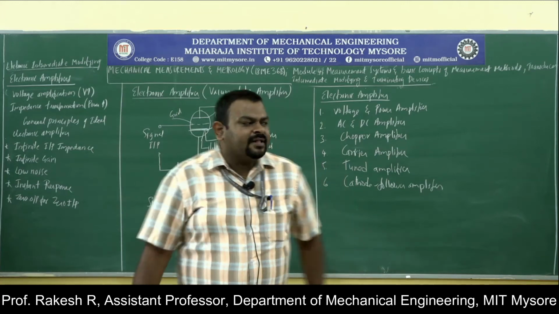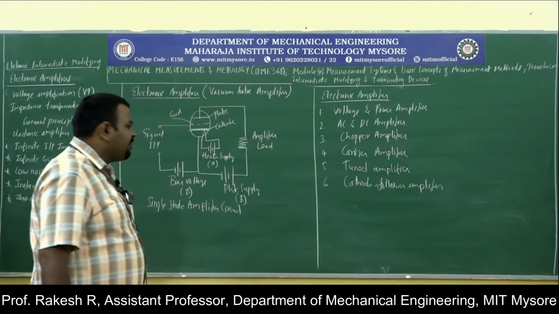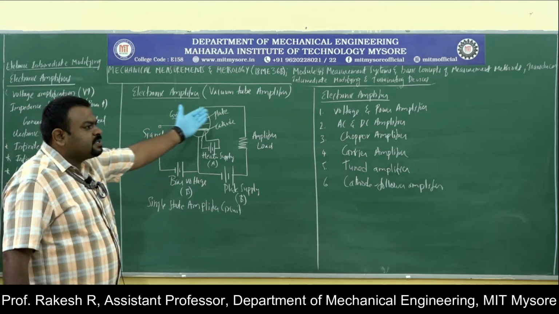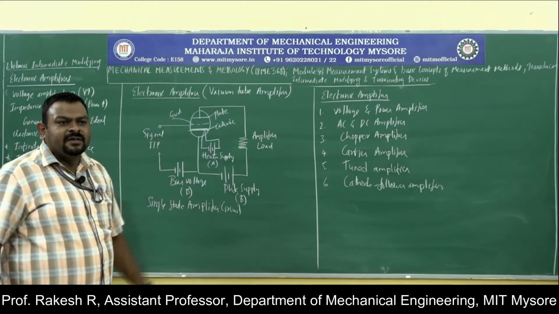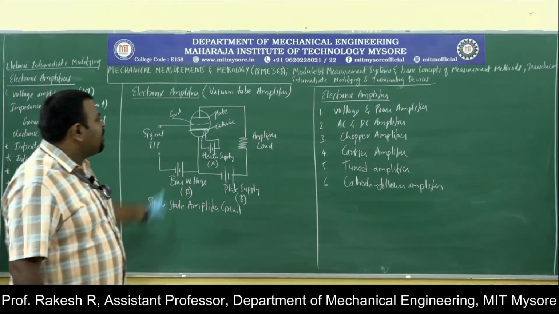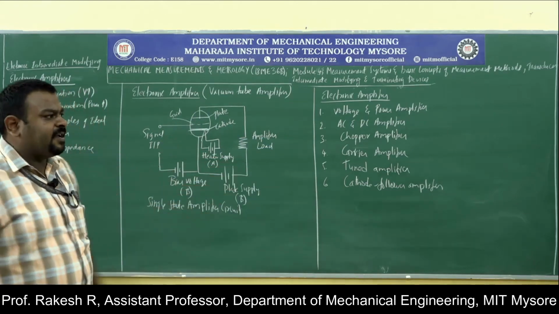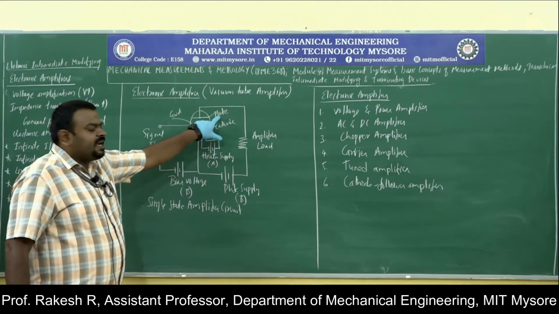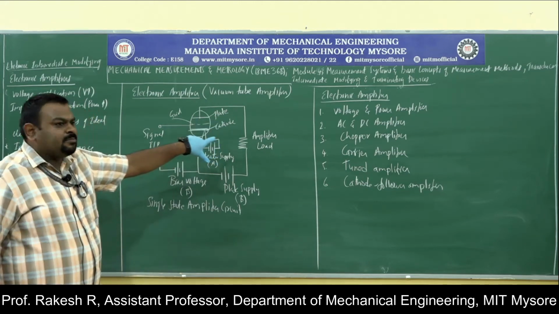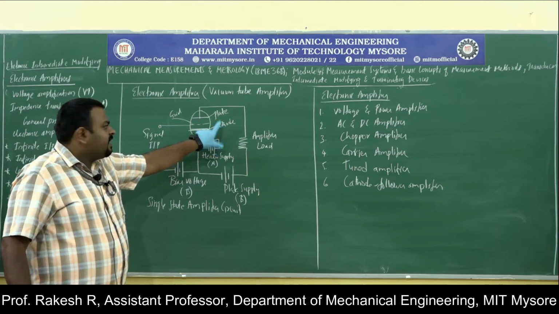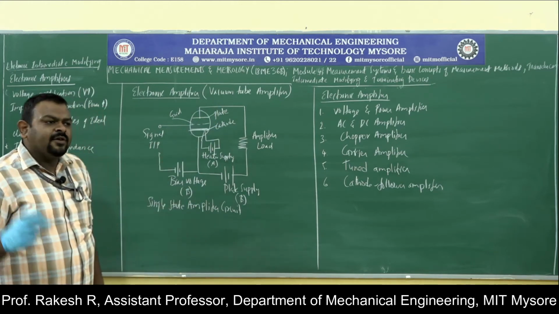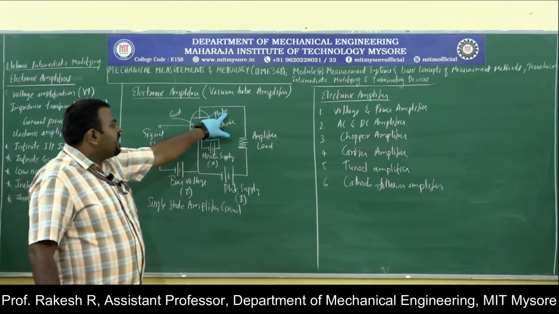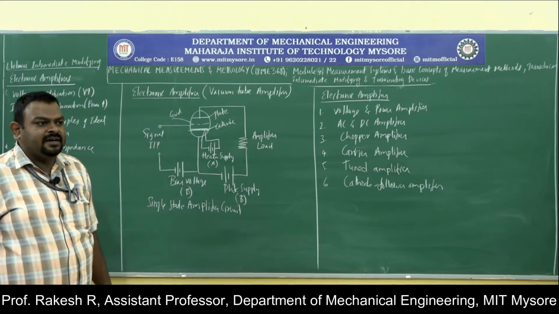Let us see the different types of electronic amplifier. This figure represents the electronic amplifier. An electronic amplifier is also called a vacuum tube amplifier. Here we are using a cathode and an anode. Cathode is one terminal, and anode is another terminal. Cathode is the negative terminal of a battery, anode is the positive terminal of a battery.